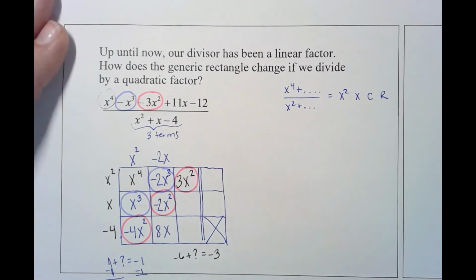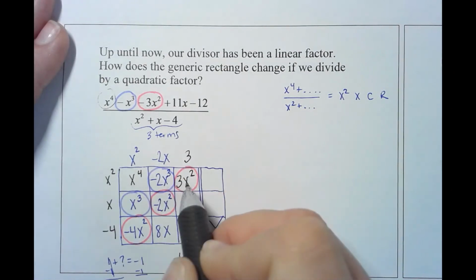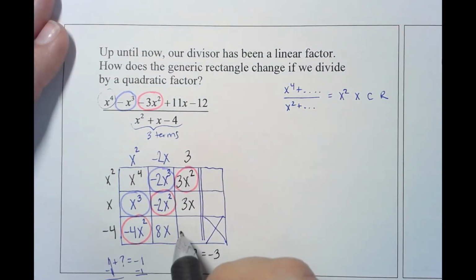And I'm going to start over. Let's see, the only thing I'm going to need up here is a 3. 3 times x squared is 3x squared. 3 times x is 3x. 3 times negative 4 is negative 12.